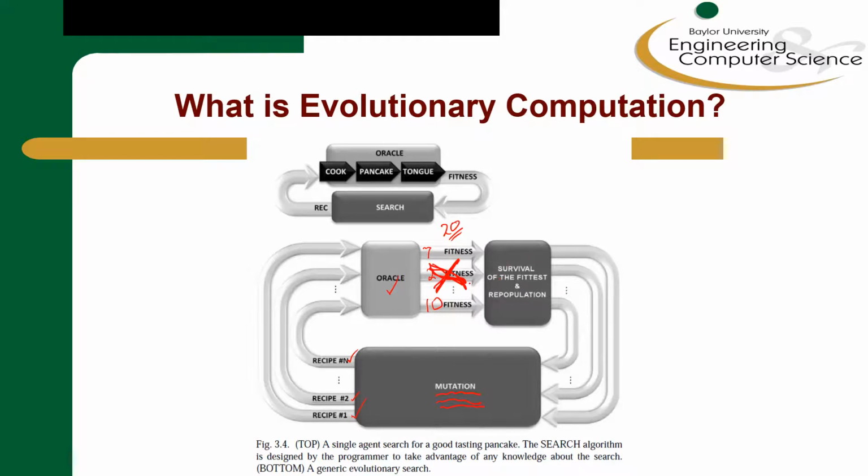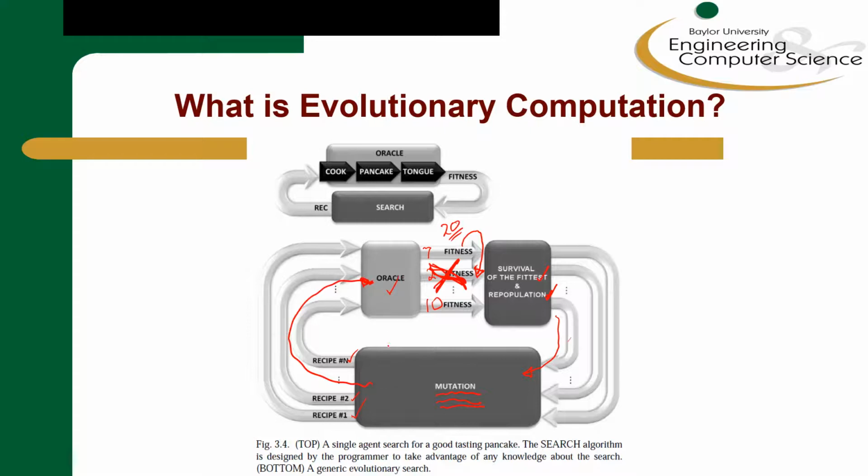And then what you do is you repopulate everything that is killed. You replace it by an existing recipe. So you take this recipe and this one was killed. You replace it by, say, recipe number 7. And this is done in each step. Then you have the repopulation. You do survival of the fittest, and then the repopulation. And then you come around and you do the loop again. You do the mutation, you change some of the elements of the recipe, you come around and you present the new batch of recipes to the oracle.